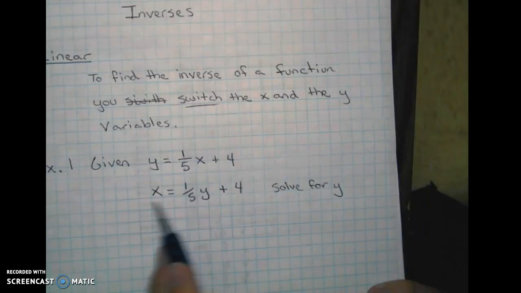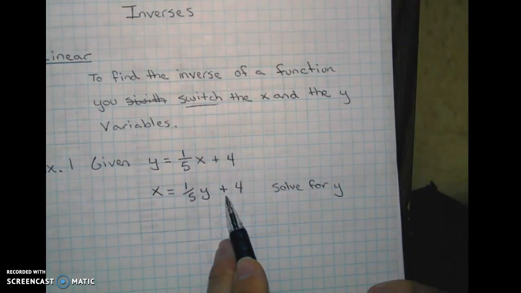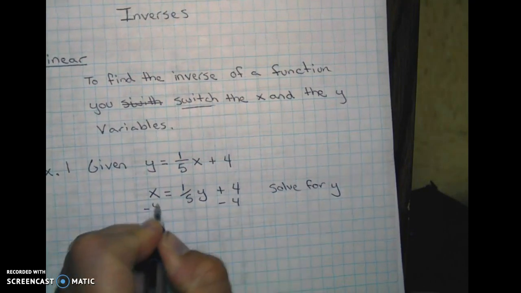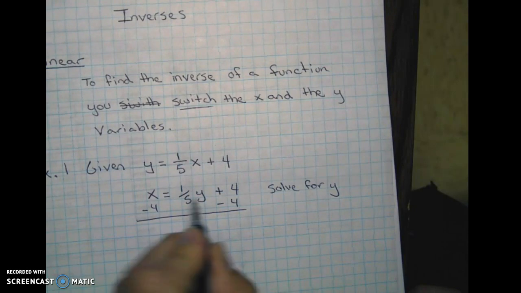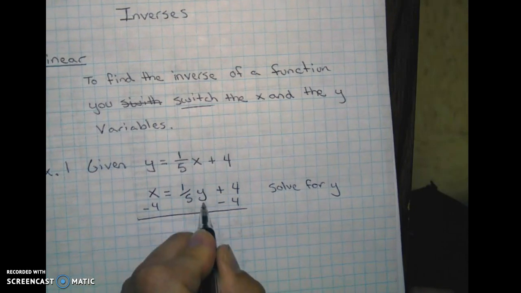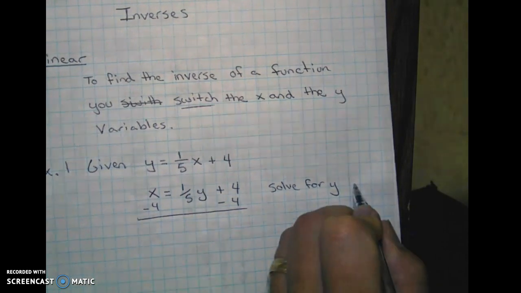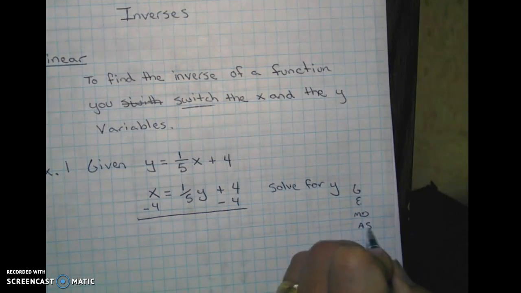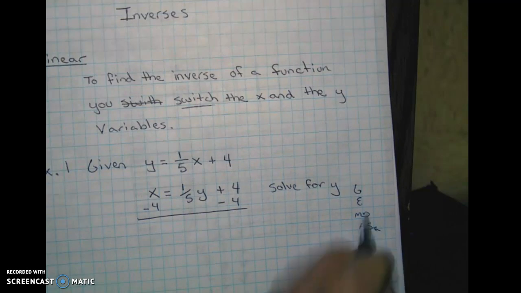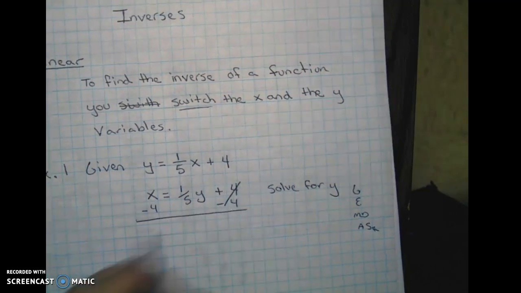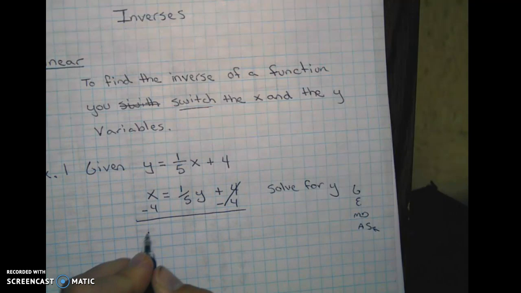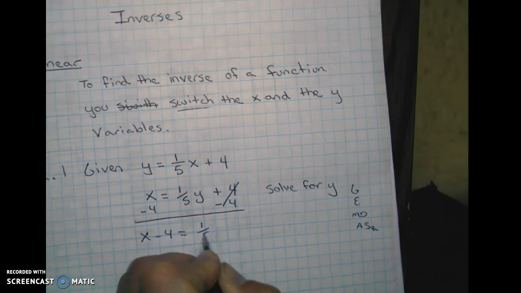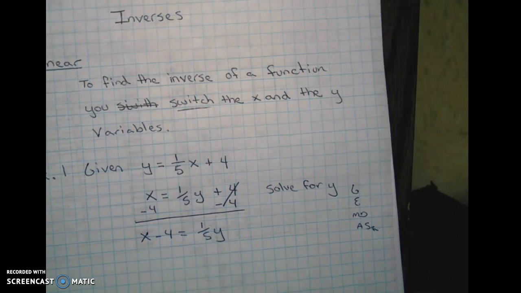Solving this equation for y, we start off by undoing adding and subtracting first. Remember, we want to isolate the y. So we are undoing GEMDAS. We start down here with undoing adding and subtracting. So we get x minus 4 on the left, 1/5 y on the right.